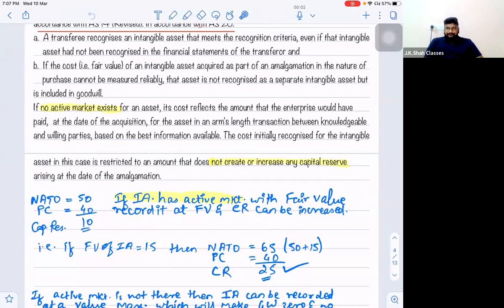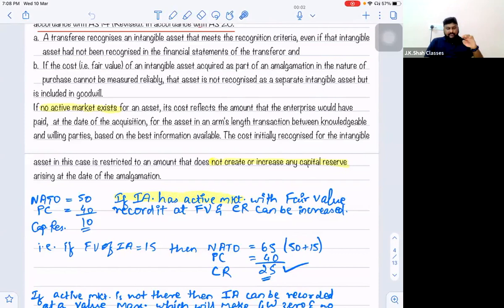Now what they say, sir, there are two possibilities. Possibility number one, for your intangible asset that you are acquiring in case of amalgamation, you have an active market for it. So when active market is available, fair values are also available, and they are correct, trustworthy fair values. So in that case, AS 26 says you can definitely record it at the fair values.